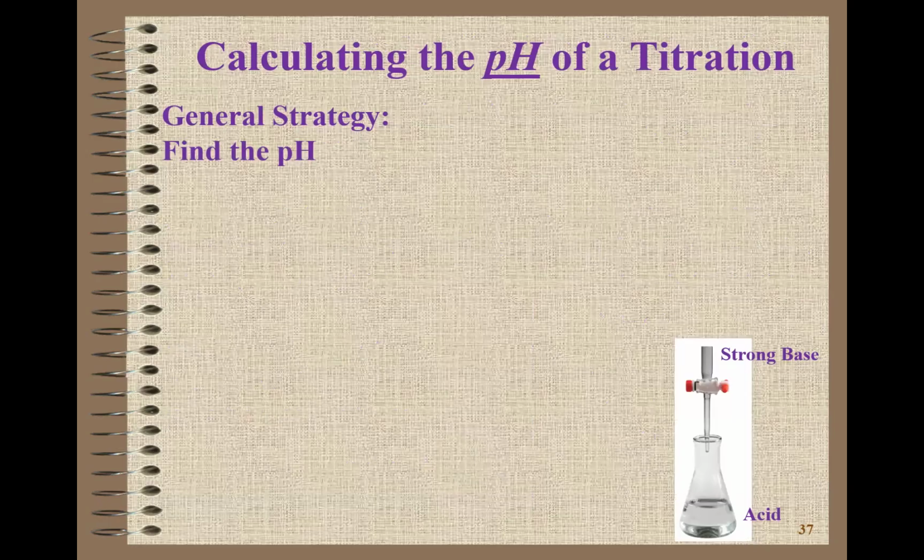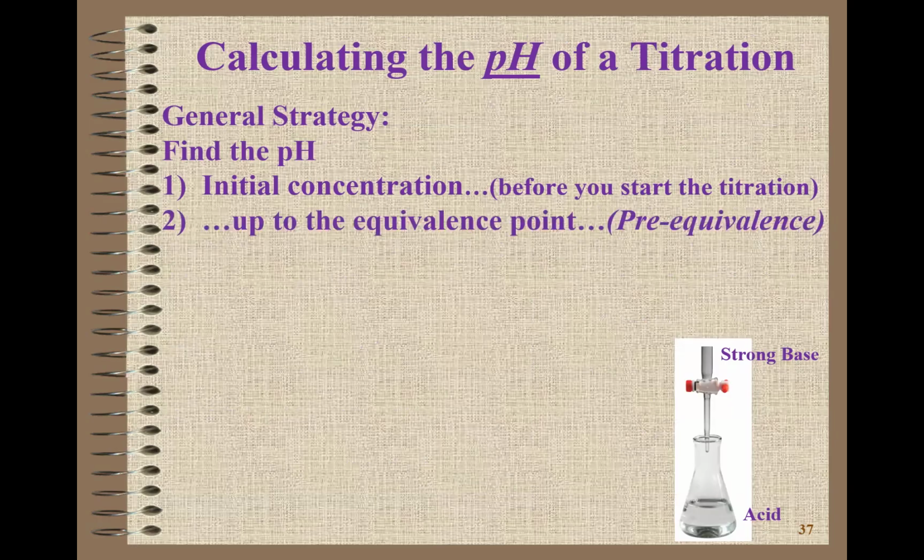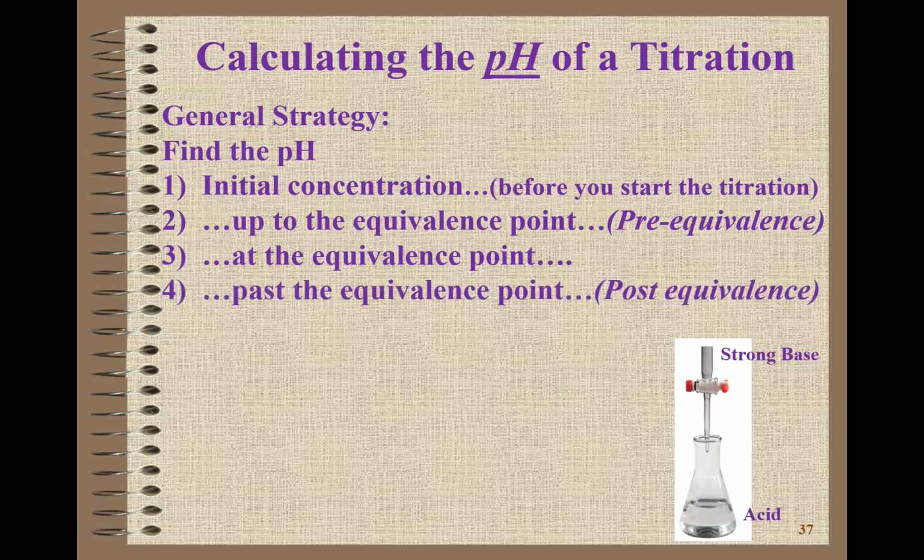So here's our general strategy. The initial concentration we're going to look at, which is just going to have acid and no base. Then we're going to start adding base, and we call that pre-equivalence. It hasn't reached the point where moles of acid are going to equal moles of base. Then we're going to hit a point when we add a certain amount of base, the moles of base are going to equal the moles of acid. That's the equivalence point. And then we're going to keep on going, and we're only going to have moles of base, and it's called the post-equivalence. So we're going to have the initial concentration, which is 0 base, pre-equivalence, equivalence point, and then post-equivalence.